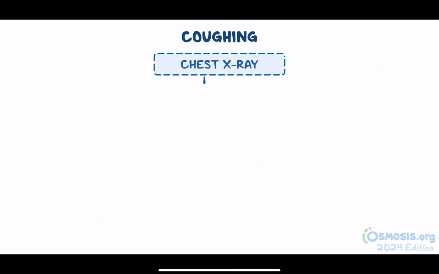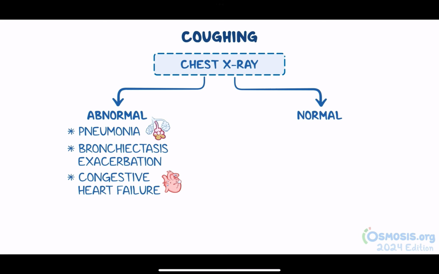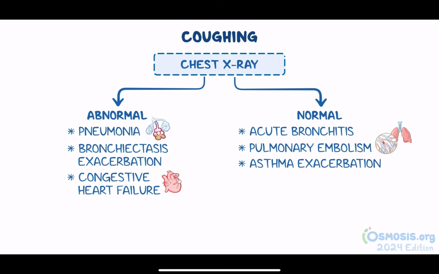Most commonly, acute cough is due to an upper respiratory infection. If not, an abnormal chest X-ray is usually seen in pneumonia, bronchiectasis exacerbation, and congestive heart failure, whereas a normal chest X-ray is typically seen in acute bronchitis, pulmonary embolism, asthma exacerbation, and COPD exacerbation.